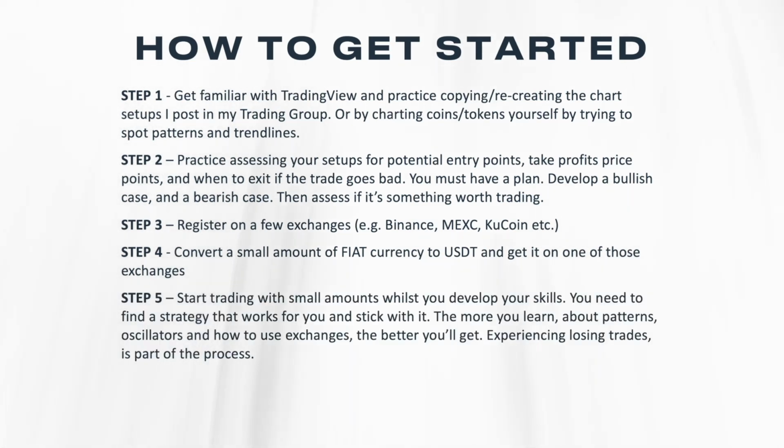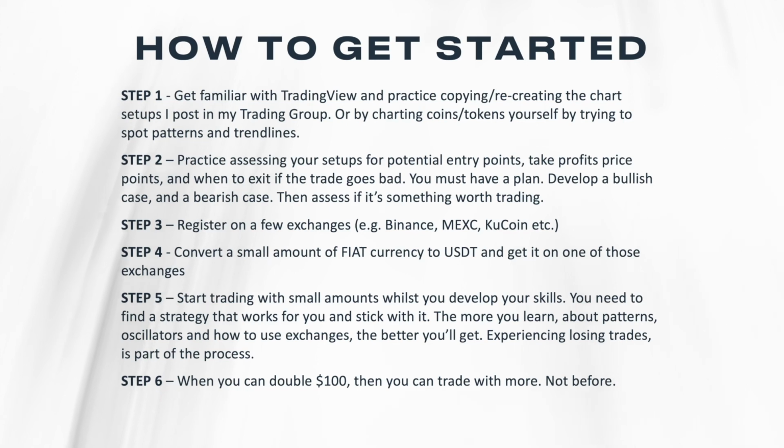Step five, start trading with small amounts while you develop your skills. You need to find a strategy that works for you and stick with it. The more you learn about patterns, oscillators, and how to use exchanges, the better you'll get. But experiencing losing trades is part of the process. And finally, step six, when you can double $100, then you can trade with more, but not before.